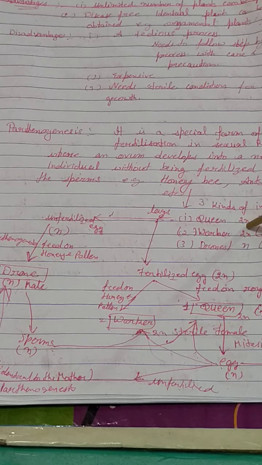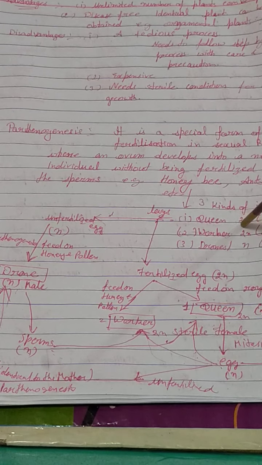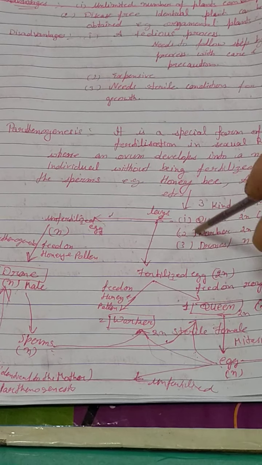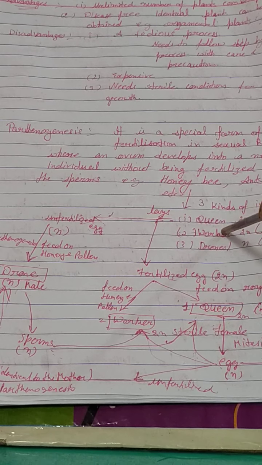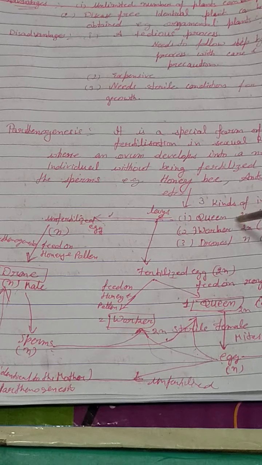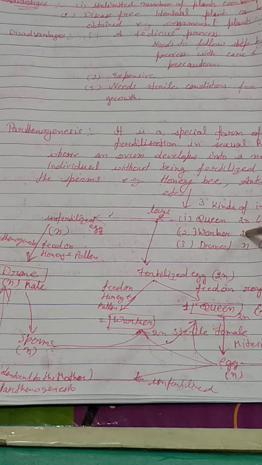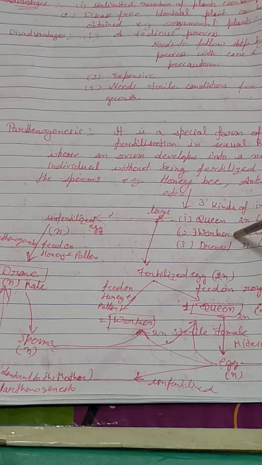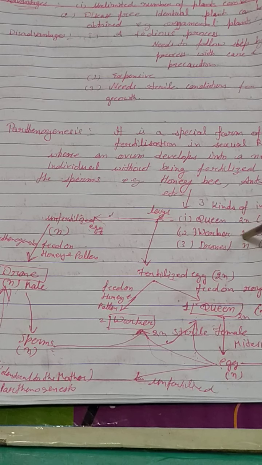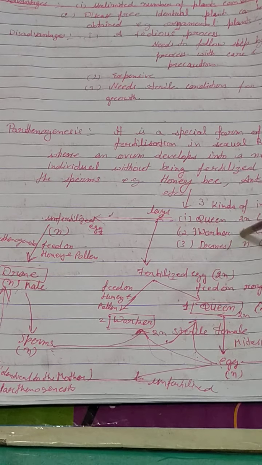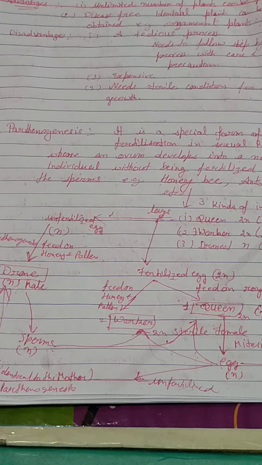The queen is a diploid organism. Diploid means it has two sets of chromosomes in its body cells. And workers are also diploid, and both queen and workers are females. The queen is a fertile female, but workers are sterile females. They cannot reproduce, they cannot lay eggs. Workers cannot lay eggs because these are sterile females. No doubt these are diploid, but these are sterile. Only the queen is a diploid and fertile female.